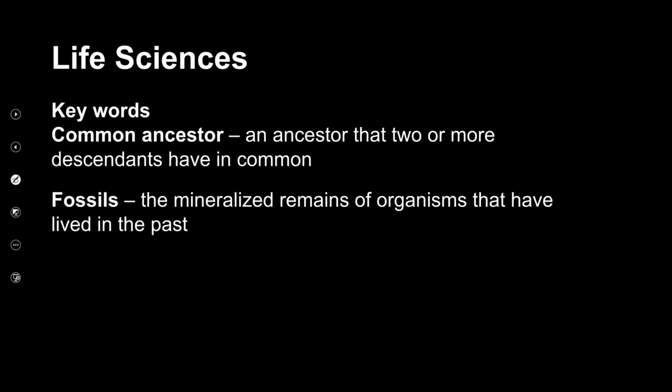So let's start off with the key words. As I've already mentioned, terminology is key. To understand the concepts and the content, we must know what the key words or terms mean. A common ancestor is an ancestor that has two or more descendants in common. Fossils, which we studied in grade 10, are mineralized remains of organisms that have lived in the past. So all we have left is the actual fossilized remains.